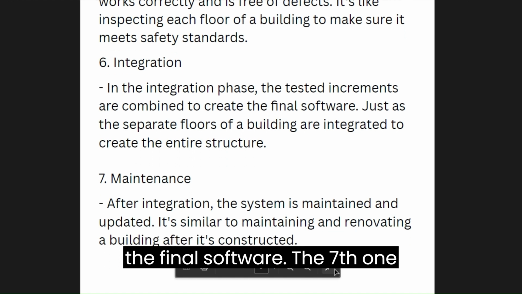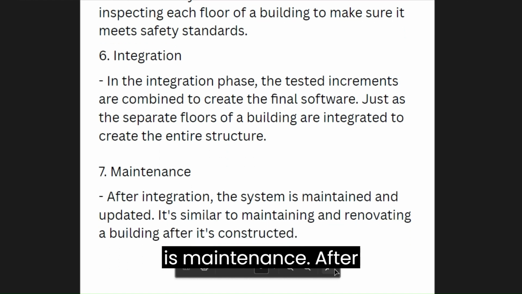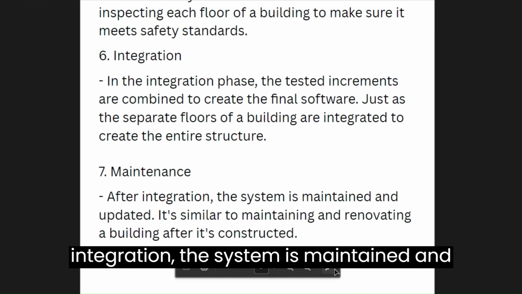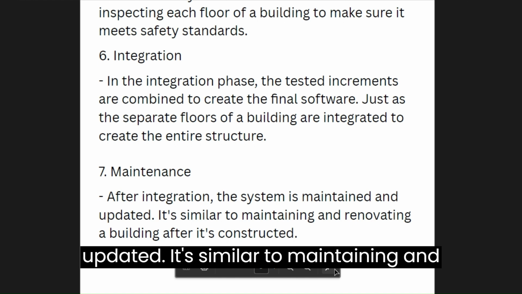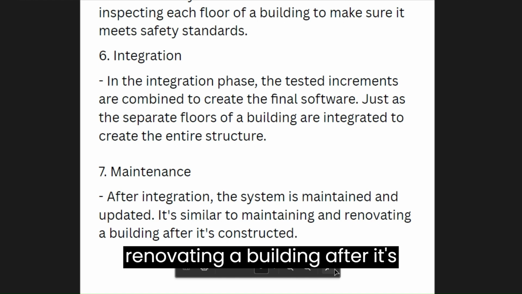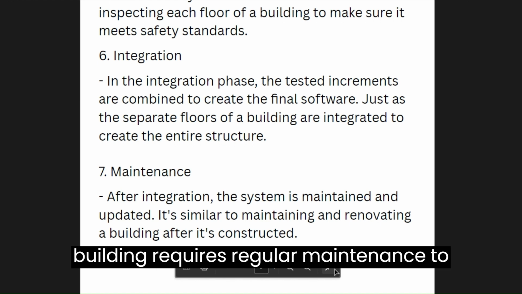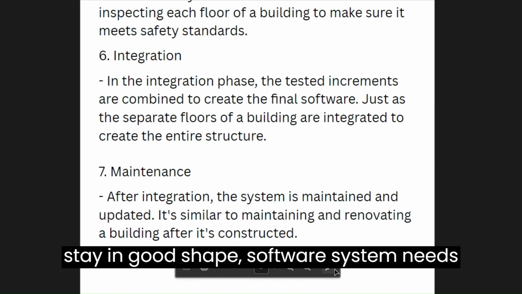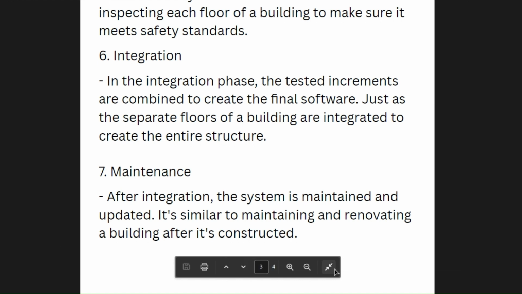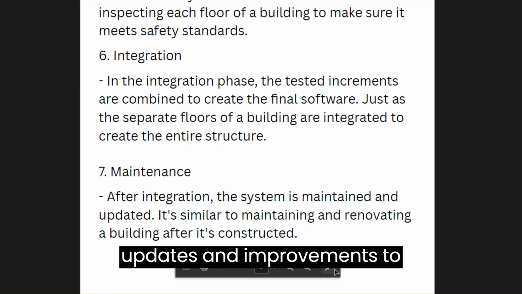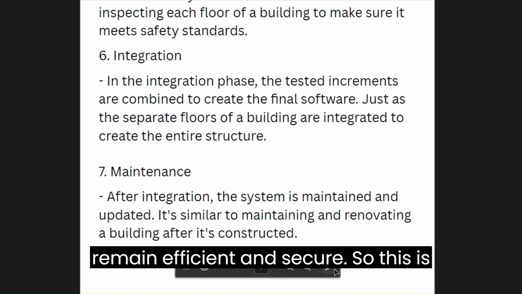The seventh one is maintenance. After integration, the system is maintained and updated. It's similar to maintaining and renovating a building after it's constructed. So, for example, just like a building requires regular maintenance to stay in good shape, a software system needs updates and improvements to remain efficient and secure.